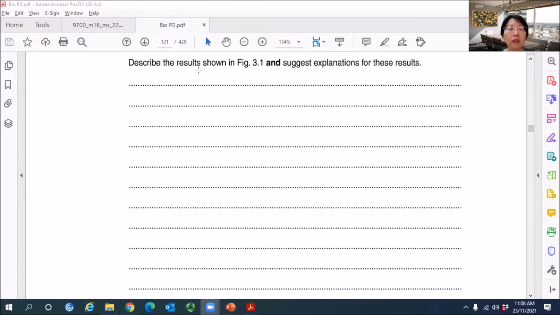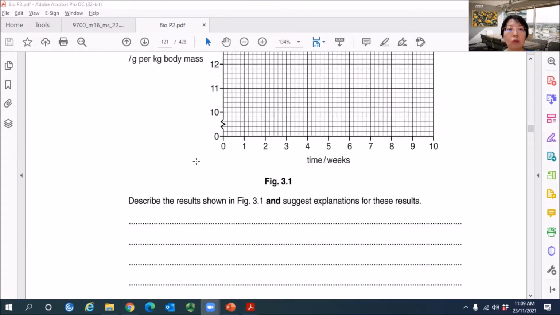So 4-mark question. Describe the results shown in figure 3.1 and suggest explanations for these results. So 2 main things you need to say. Describe the result. It's just like yesterday when there are a lot of graphs being shown and you need to describe, right? Describe the graph. So in this case, the result is in the graph. Describe the result means describe the graph. And then suggest explanations for these results. So 2 parts here, describe and explain. 4 marks, that means at least 2 marks describe, 2 marks explain, right?